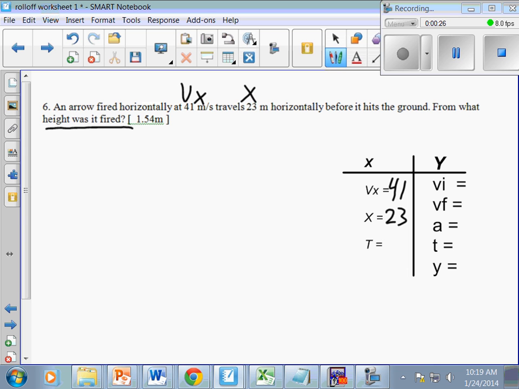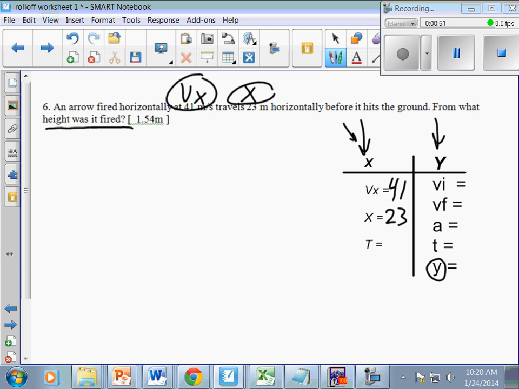So these two things are on the x side of the equation, and the answer they want, the height, that's a y problem. That's this down here. That's what we'll be searching for, is how high it is. So we're going to have to use the information from the x side to find something for the y.